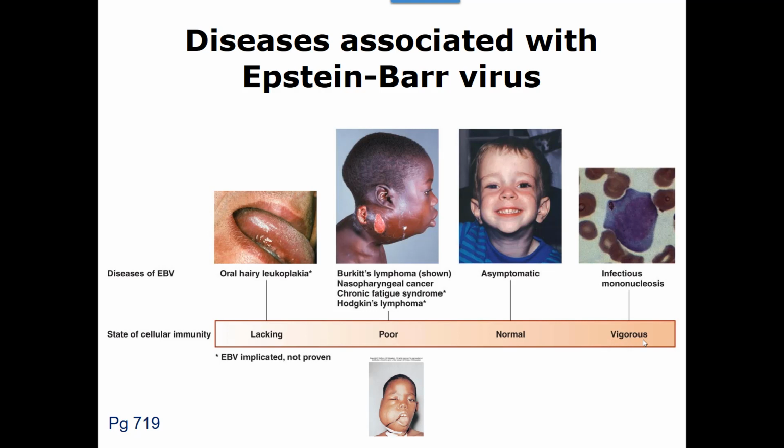Now, the people that have a poor immune system, immunocompromised, can suffer from Burkitt's lymphoma, which is shown in my two pictures up here, affecting the lymph nodes primarily on one side of the neck. It causes massive inflammation. It can cause nasopharyngeal cancer. It's also linked to chronic fatigue syndrome and Hodgkin's lymphoma.